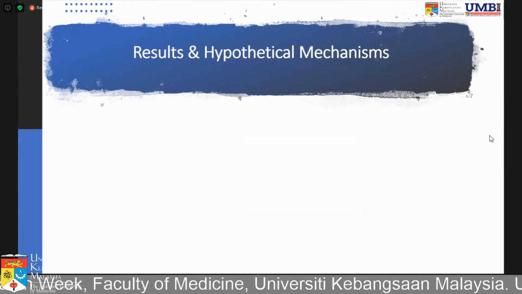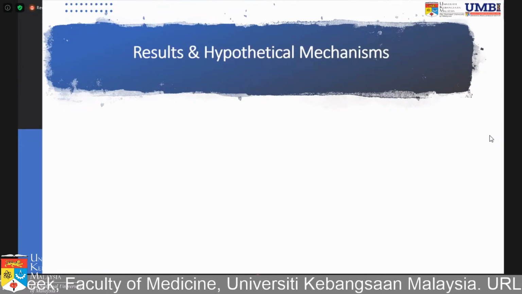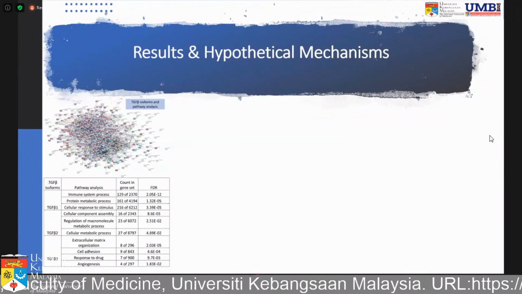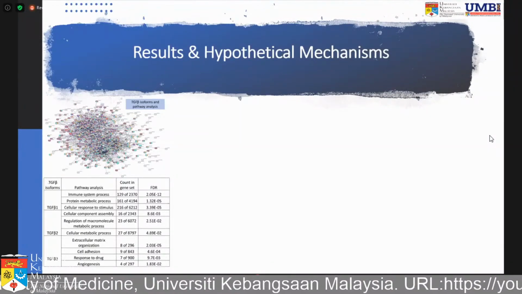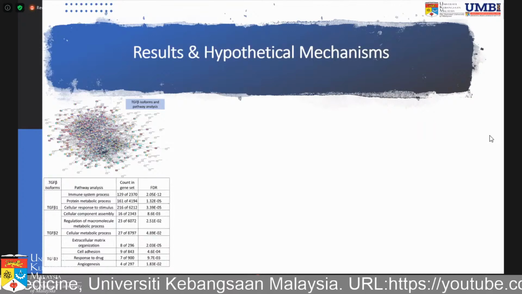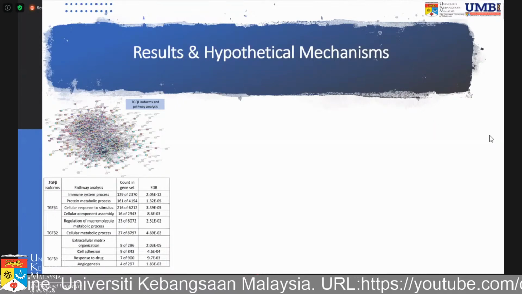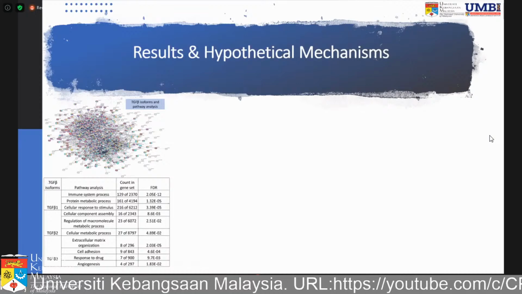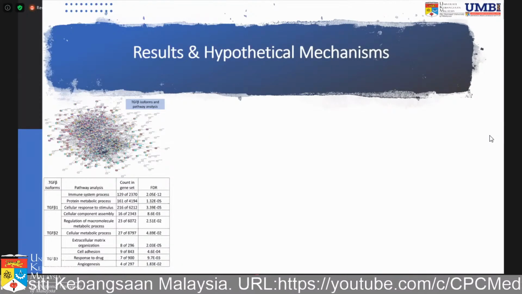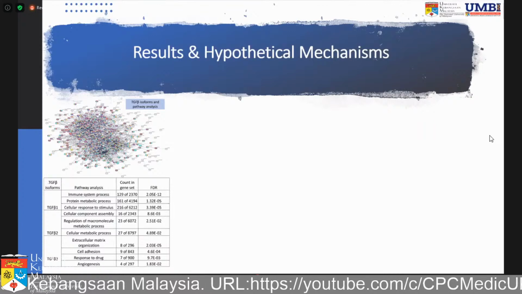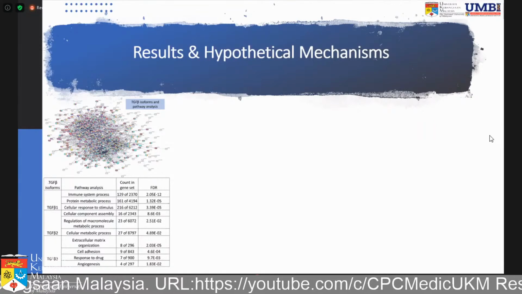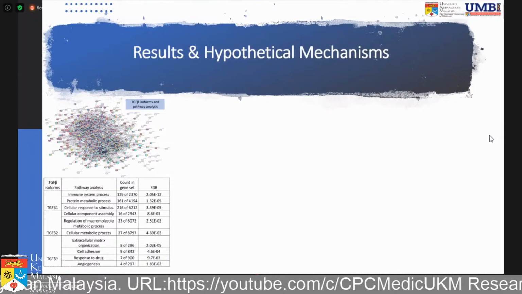Okay, so here are the results and the hypothetical mechanism. From STRING analysis, these are among the top hit pathways selected based on hallmarks of cancer, accounting for the progression in TNBC in each isoform of TGF-beta, where we selected only exclusive significant genes to each of these isoforms. Top hit pathways associated with TGF-beta 1, as you can see in the table, include immune system process, protein metabolic process, and cellular response to stimulus.